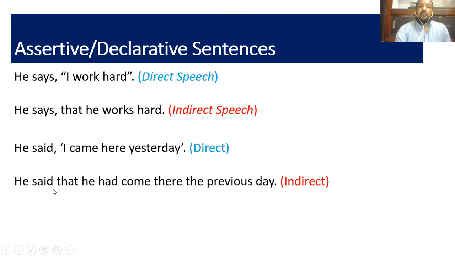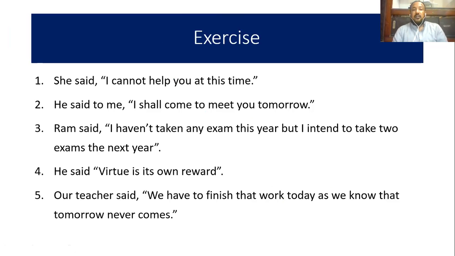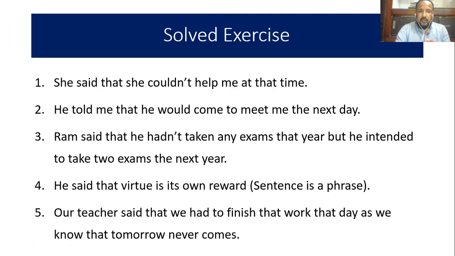Said can be changed into told. Says can be changed into tells. And words, as I told you, will be changed according to the subject. I is the first person, it will be changed according to the subject. It is he, so here will also be he. Assertive or declarative sentence. Exercise: he said, "I cannot help you at this time." There are 5 sentences. Kindly look upon them and solve them. Then you can find their solution. Solved exercise: these sentences are solved right next after that. They will help you see how these sentences are changed.